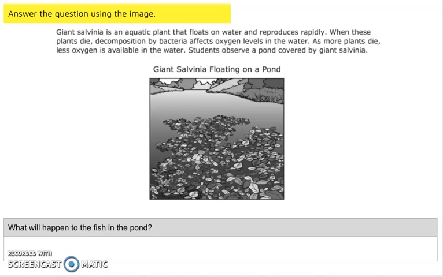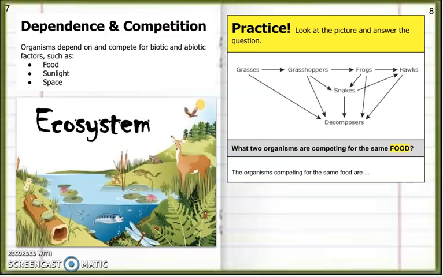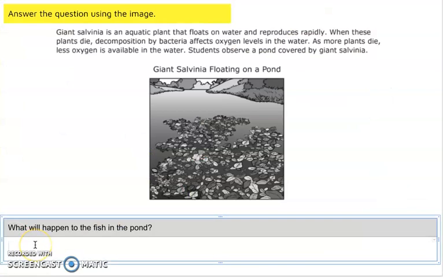And then slide number 8. Giant salvinia is an aquatic plant that floats on water and reproduces rapidly. When these plants die, decomposition by bacteria affects oxygen levels in the water. As more plants die, less oxygen is available in the water. Students observed a pond covered by giant salvinia. So, what will happen to the fish in the pond? Knowing what we've learned, what's going to happen to the fish? What are they competing for? What's going to happen? Go ahead and type that out.